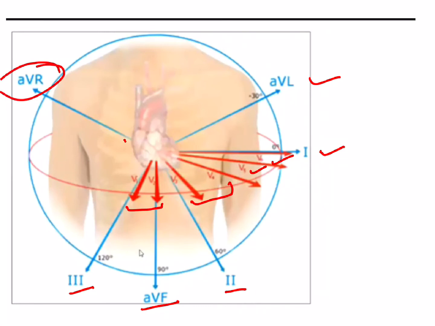And in AVR we get all negative deflection, that is P wave is negative, QRS is negative, T wave is negative. If P is positive or the QRS complexes are positive, opposite as compared to others, then we should think that something is wrong, and that something is either the leads are misplaced or the patient is having dextrocardia.